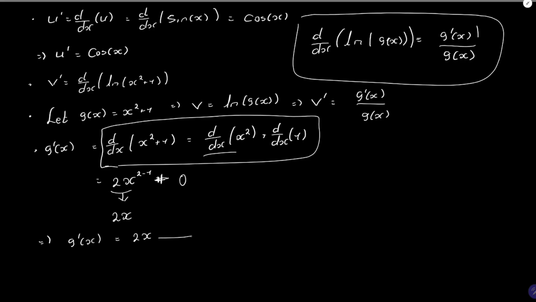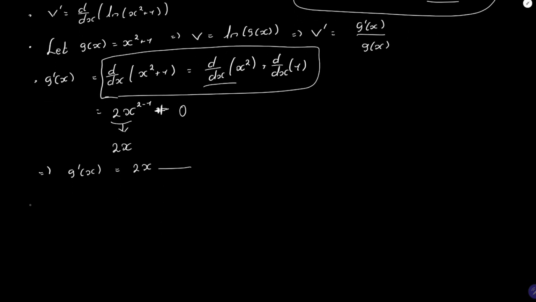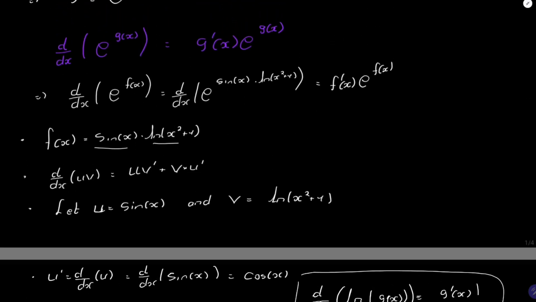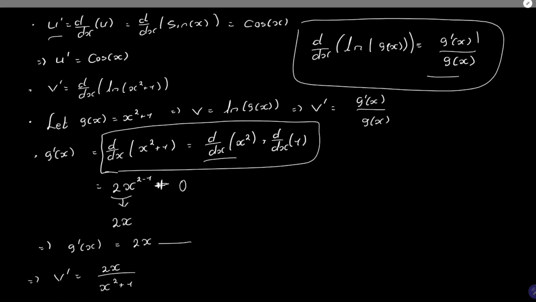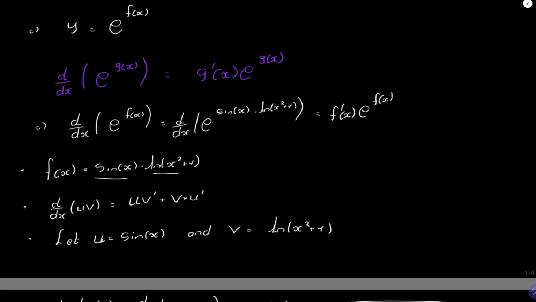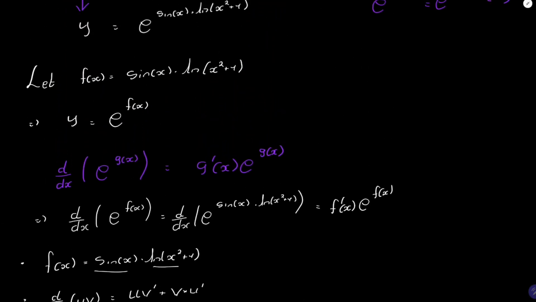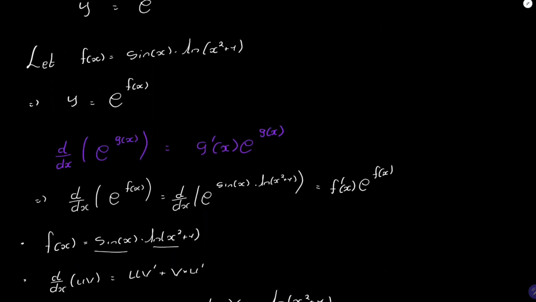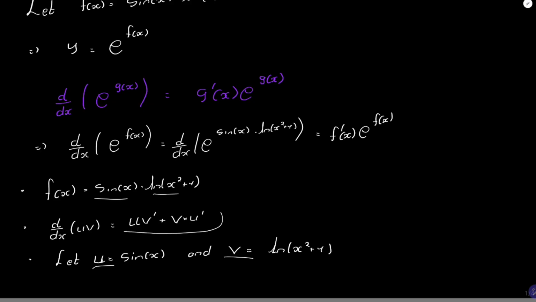Now, substituting this term back here in order to calculate our v prime, we obtain v prime equal to g prime of x, 2x, over g of x, x squared plus 1. So now we have our u prime, we have our v prime, we have our u, we have our v. We can then substitute each of these terms in the formula u v prime plus v u prime.